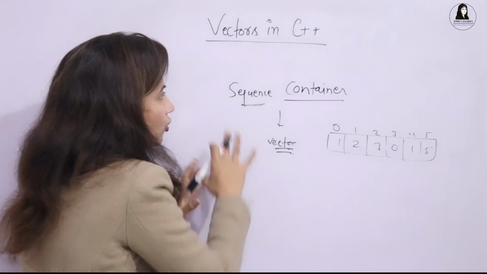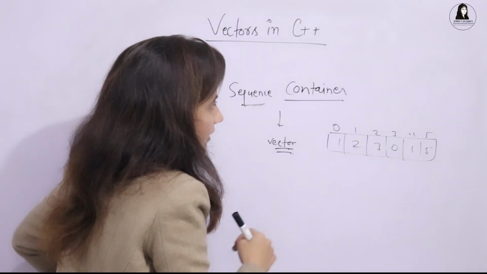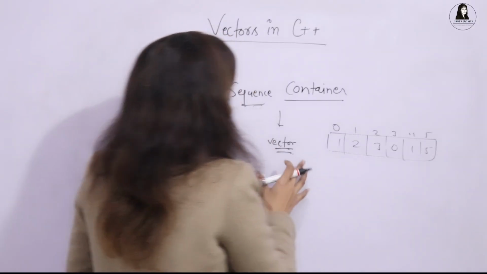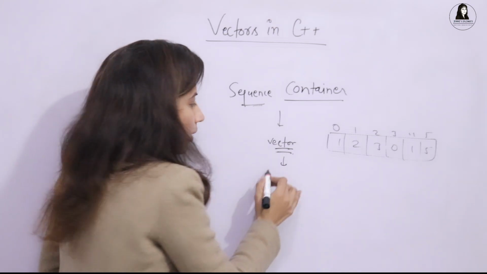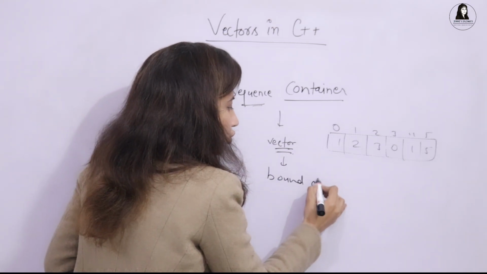Right? Now, I hope the basic idea of vectors is clear to you guys. One more thing that differentiates vectors from arrays is that vectors can also provide bound checking. In an array, there is no bound checking.